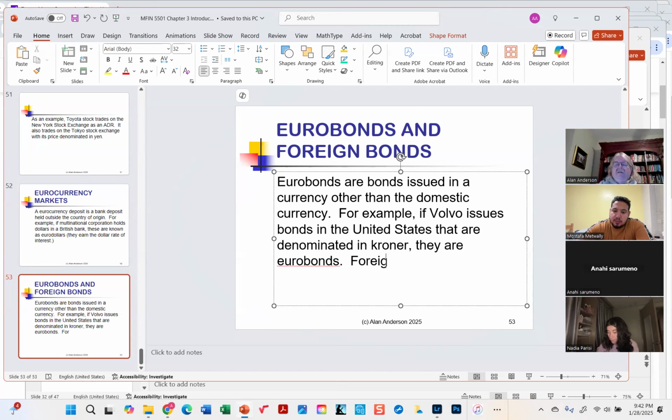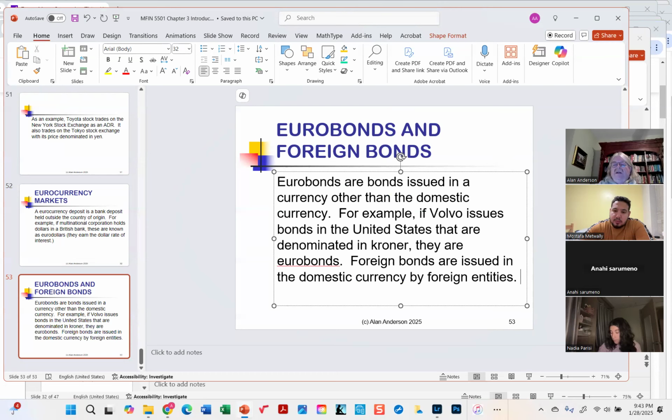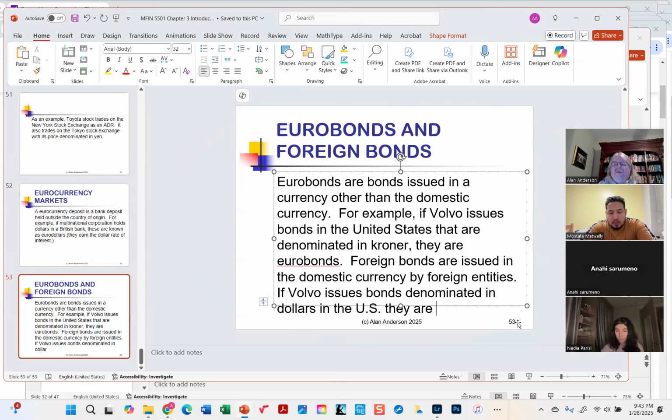Foreign bonds are issued in the domestic currency, but by foreign entities. So if Volvo issues bonds denominated in dollars in the United States, they are foreign bonds. Okay.